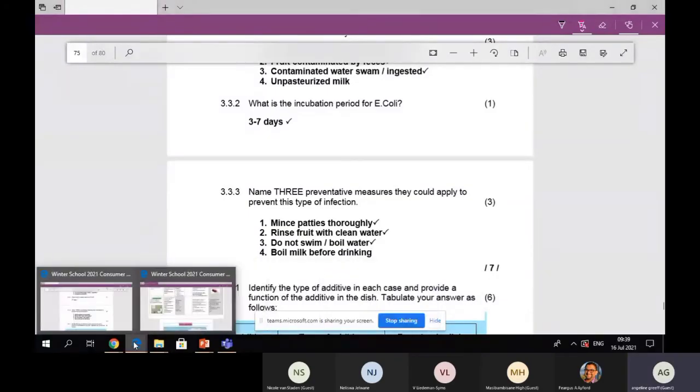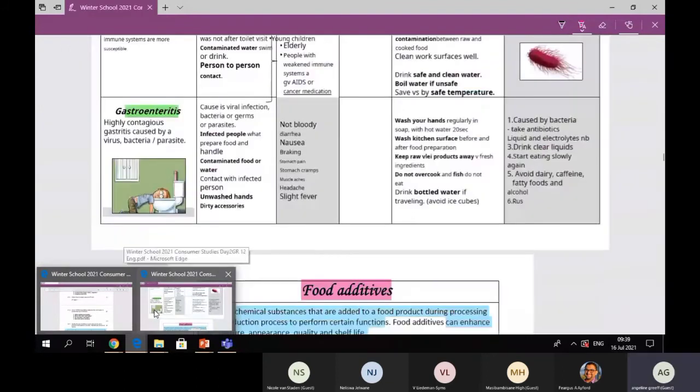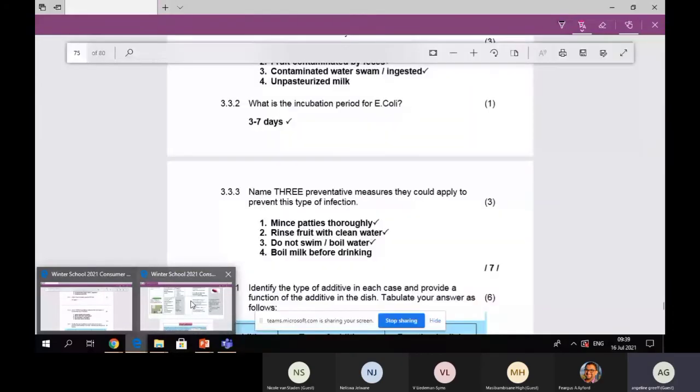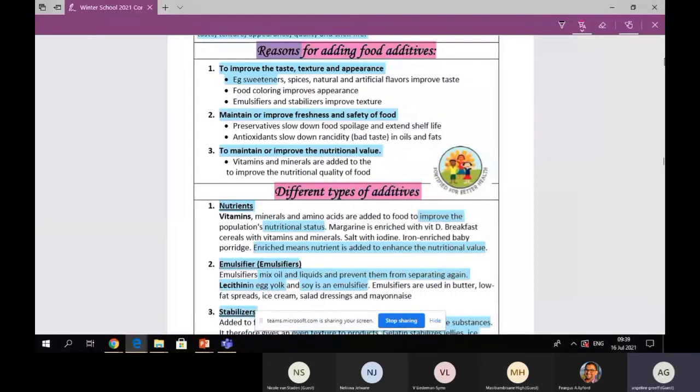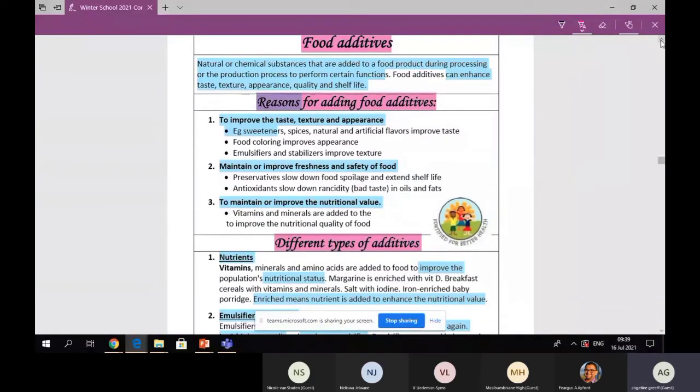Right, let's go back to your notes. The next thing we're going to have a look at is food additives. So you need to know what food additives are. As you can see over here, natural or chemical substances added to food during processing to perform certain functions. What are those functions? It can enhance taste, texture, appearance, quality, and shelf life. So we need to know those.